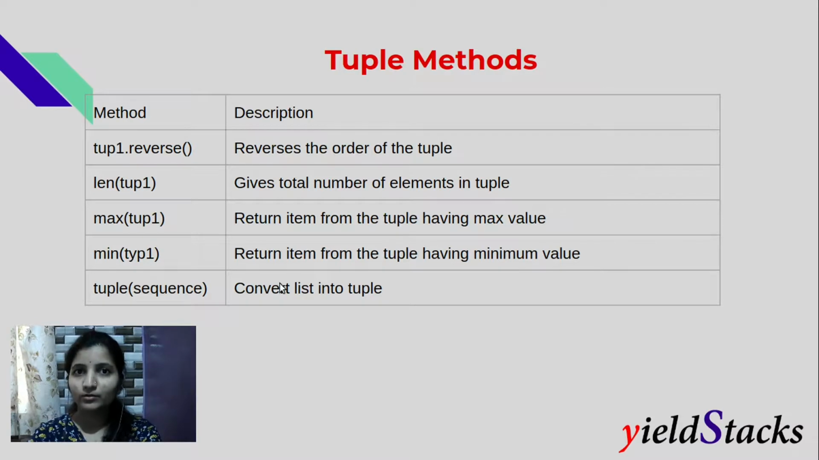So these are the methods of the tuple. First one is reverse, to reverse the order of the tuple. Then we have len to find out the length of the tuple. Then we have max and min to find out the maximum and minimum element from the tuple. Then we have tuple to convert a list element or sequence into a tuple.